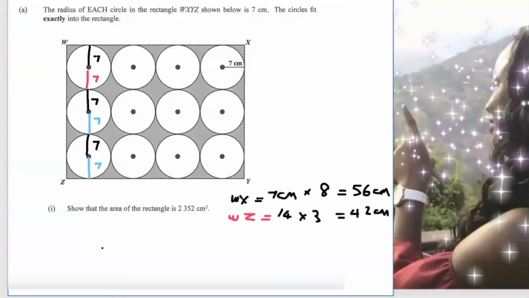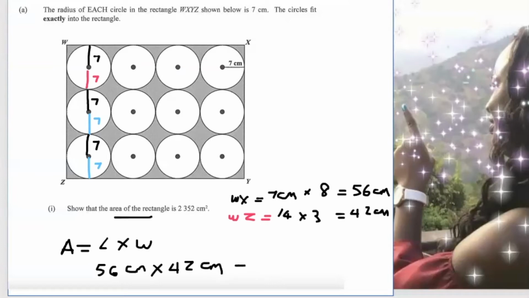Now we need this information in order to find the area of the rectangle. The area of a rectangle is equal to length times width. So therefore it will be 56 centimeters multiplied by 42 centimeters, and calculating this, I will get 2,352 centimeters squared.